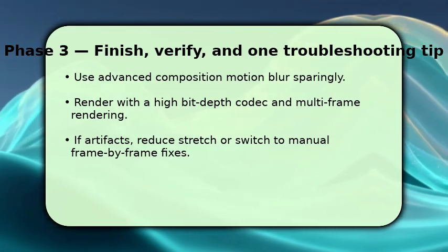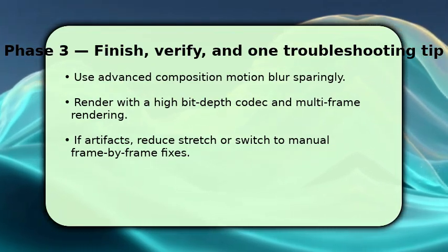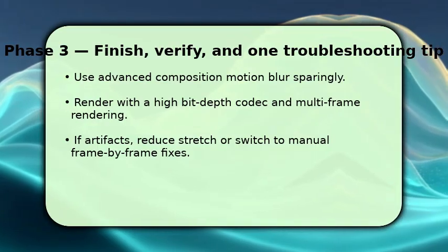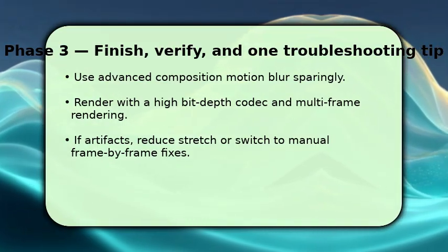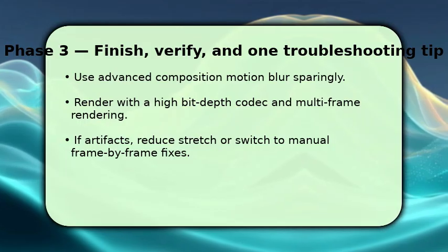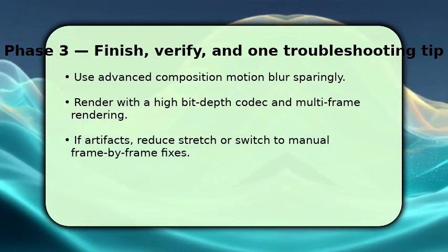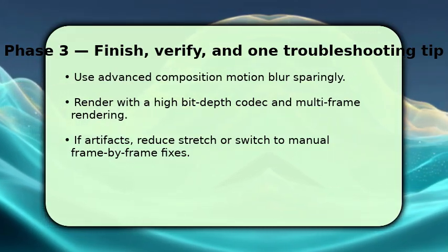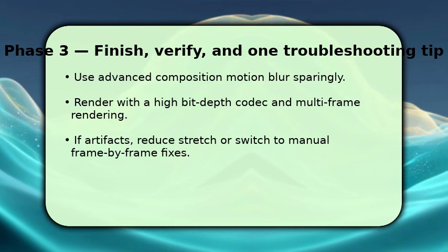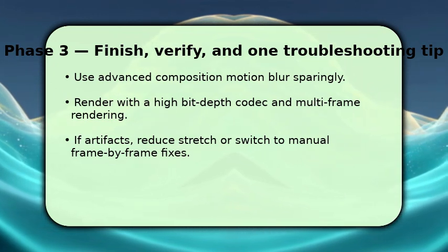If you see warping or ghosting, reduce the amount of slow down, retime only smaller ranges, or replace problem segments with optical flow plus manual frame cloning. If problems persist, export a short test clip and tweak motion vector quality before committing to the full render.